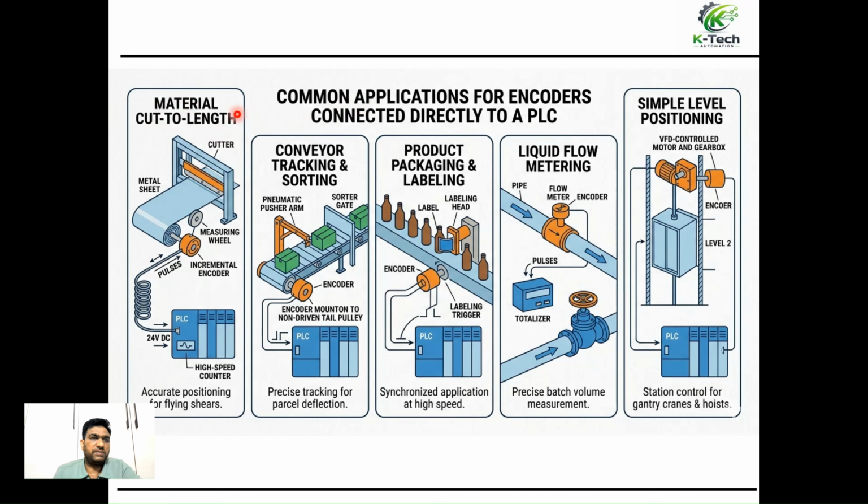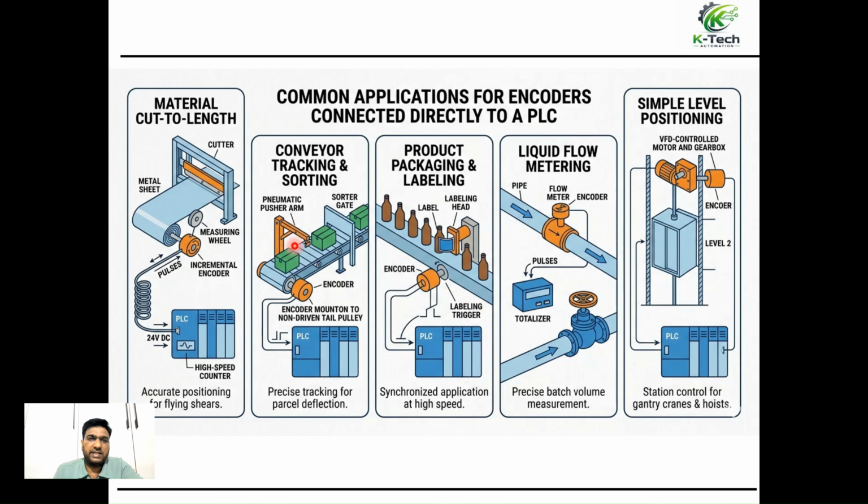The first is material cut to length. If you want to cut materials, in a measuring wheel we can connect the encoder. This encoder will give the position to our PLC in the high speed counter. So for accurate positioning for flying shear, we can use this encoder. In seed cutting applications we can use it, and also conveyor tracking and sorting. So in this case we can also use it.